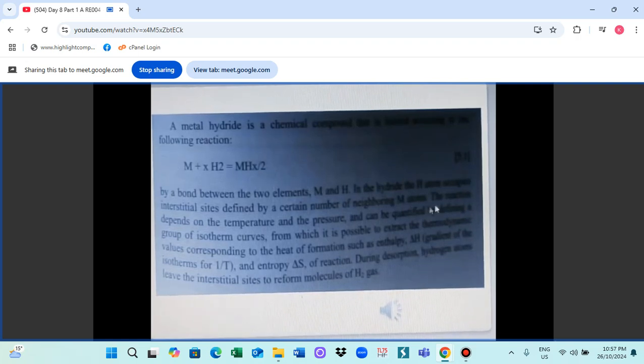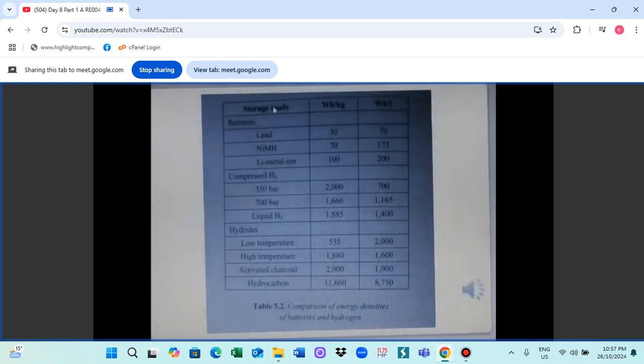And this is a slurry mode and also compressed hydrogen. Compressed hydrogen and hydride each differ in weight per kilogram and weight per liter.